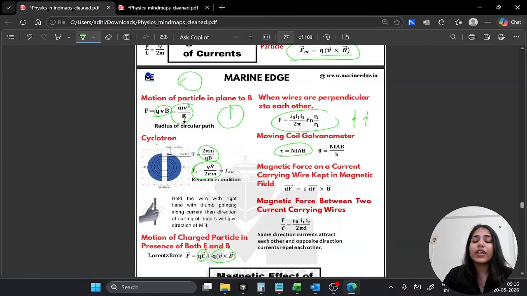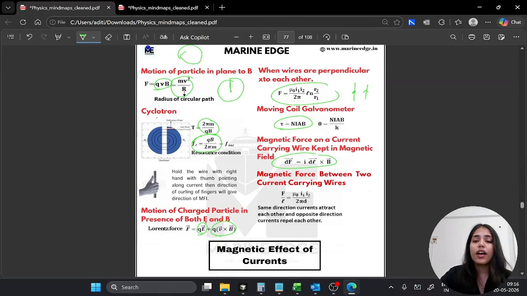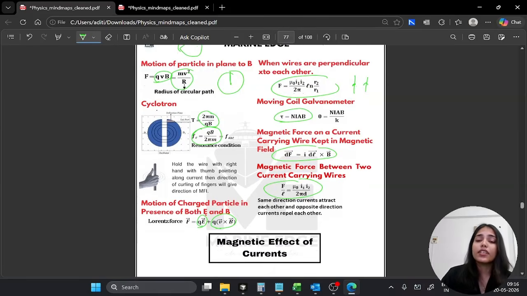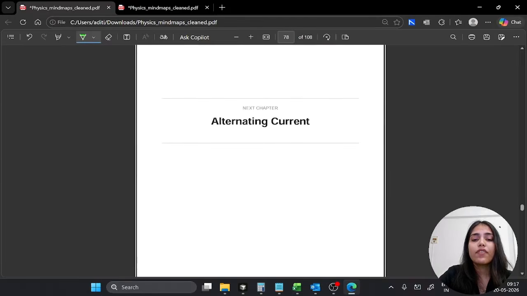Now, a current carrying wire kept in a magnetic field. If we have a current carrying wire which is kept in a magnetic field, the force experienced is I dL cross B, okay? And this is the same formula as we saw before. But here, these two wires are parallel to each other, and in the earlier case, these were perpendicular to each other, right? Okay. Now, moving on, we have alternating current.